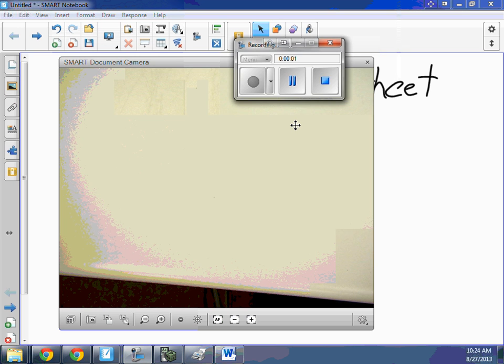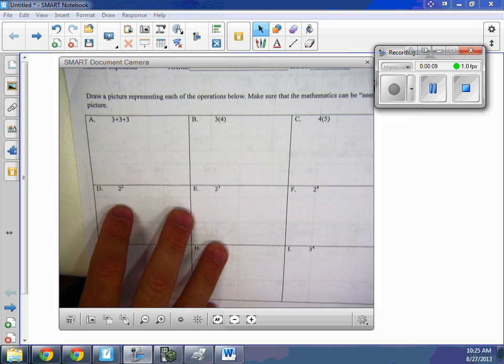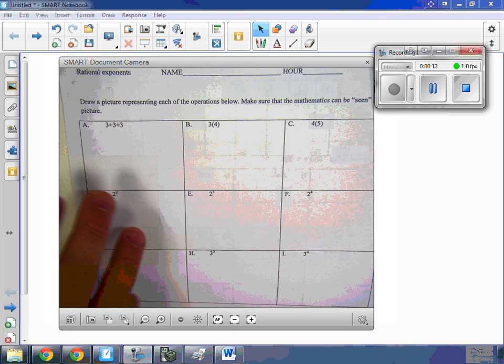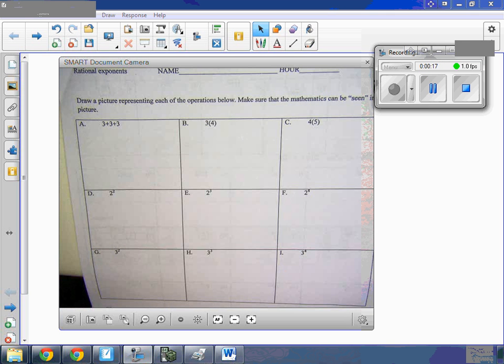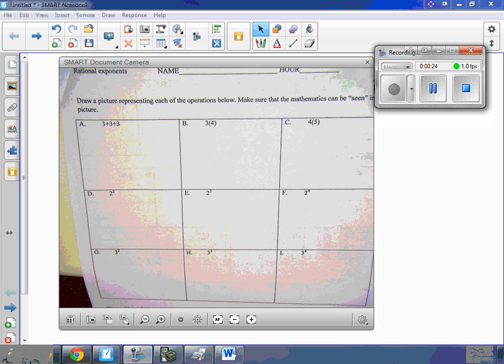All right, so if you look at the first page of your worksheet, it says, draw a picture representing each of the operations below. Make sure the mathematics can be seen in the picture. So I want some sort of picture that represents 3 plus 3 plus 3.